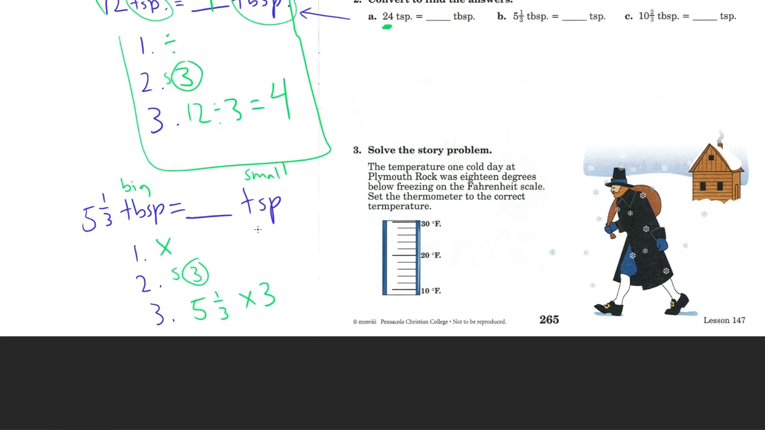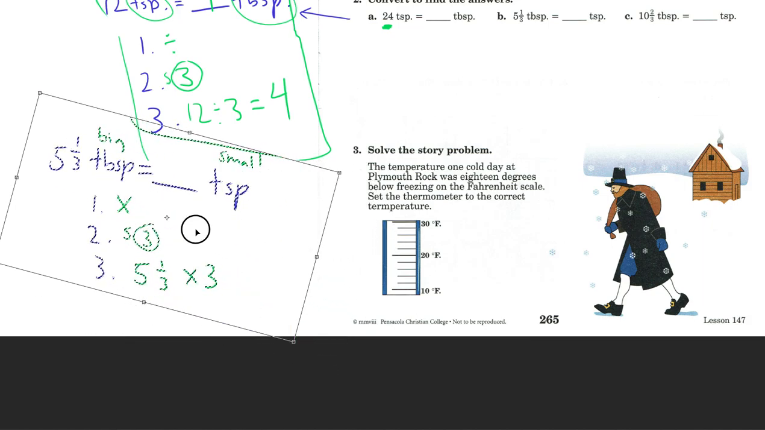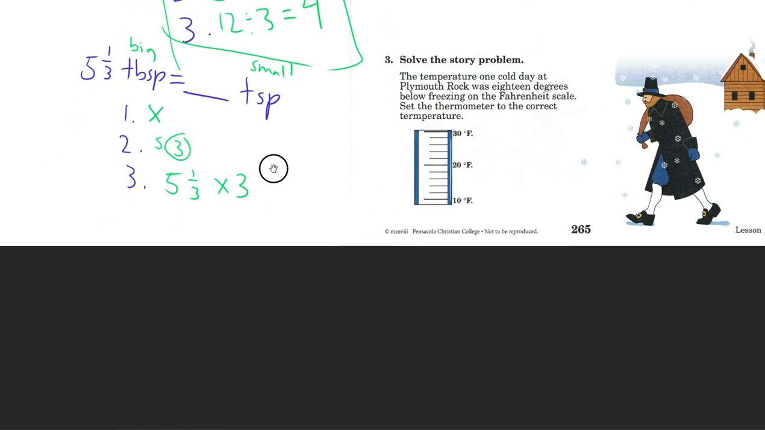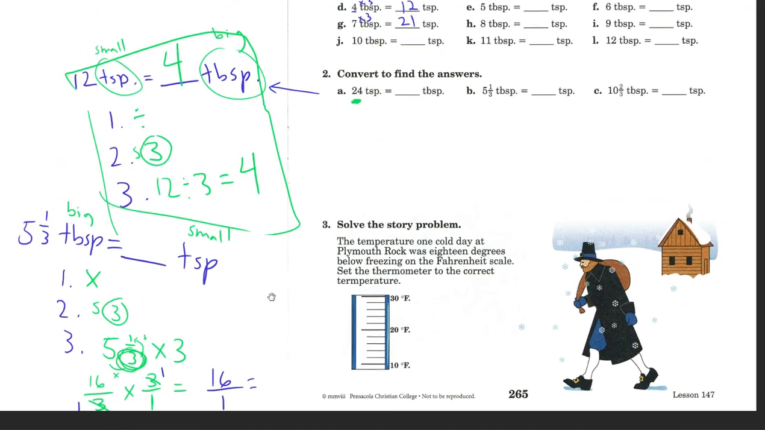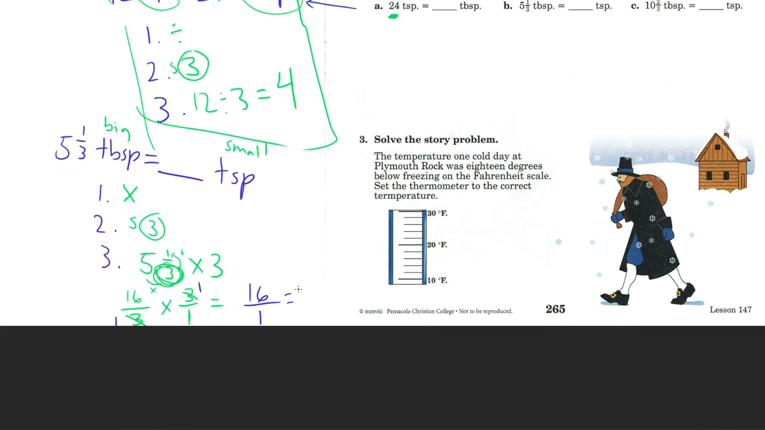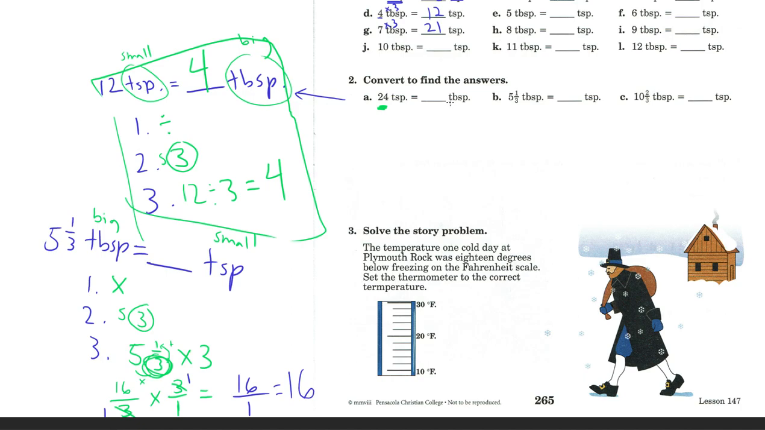We've done these before, right? So 5 1/3 times 3. Then you can convert this to an improper fraction. 5 times 3, and then I have to add 1. That gives me 16, and my denominator is 3, times 3 over 1. So change the whole number to a fraction. I can simplify this, right? It becomes 1 and 1. So 16 times 1 equals 16. 1 times 1 equals 1. So this equals 16. Okay, so I did that problem for you. Now you can do C by yourself.